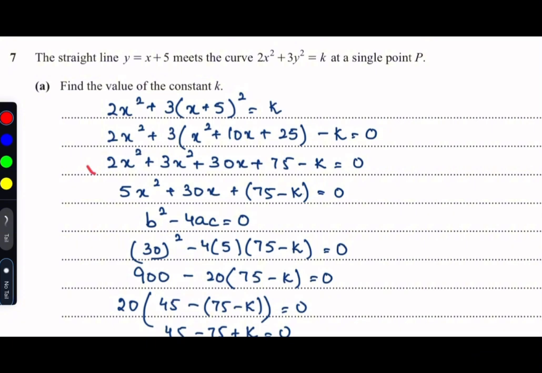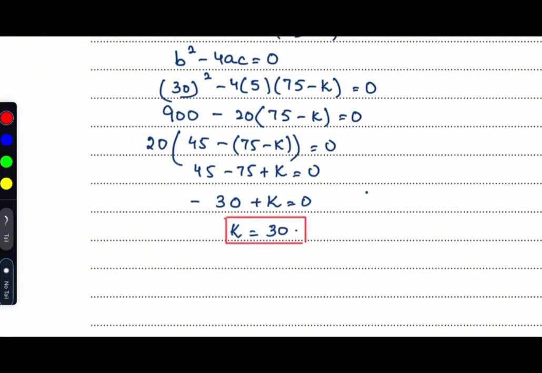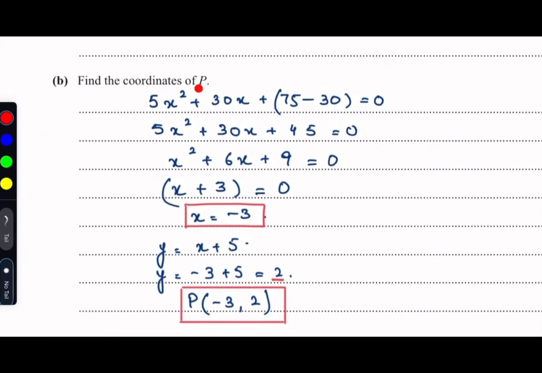The only thing required here was to know that intersection at a single point gives us the discriminant condition for b squared minus 4ac, which equals 0. Applying that, I have just gotten the value of k here. Let's move to the second part. Find the coordinates of P.